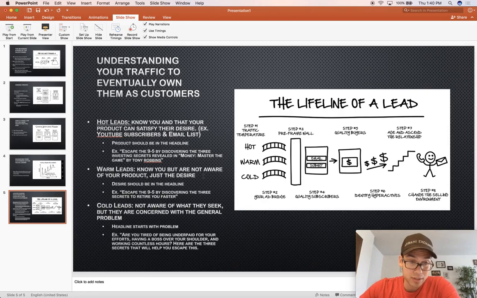A warm lead would be someone that knows you, but they're not aware of your product, just the desire. Maybe they just found out about you, they just subscribed, they just started following you. The desire should be in the headline if you're marketing to a warm lead. So, escape the 9 to 5 by discovering the 3 secrets to retire faster. You see how the product is not in the headline? It's just the desire, retiring faster. People want to retire faster, so we're going to market that desire in the headline to the warm lead.